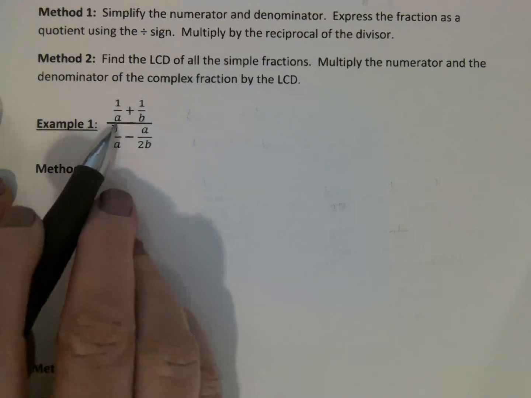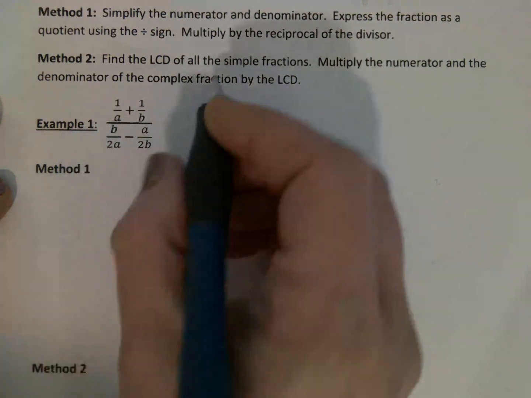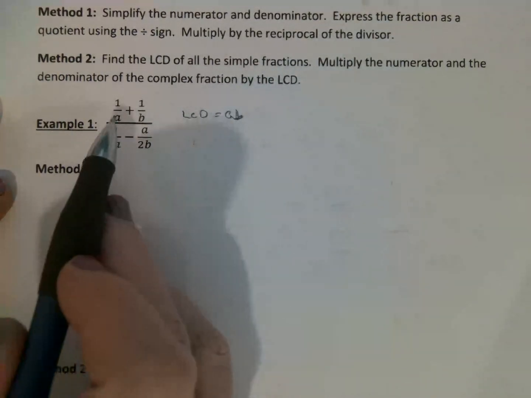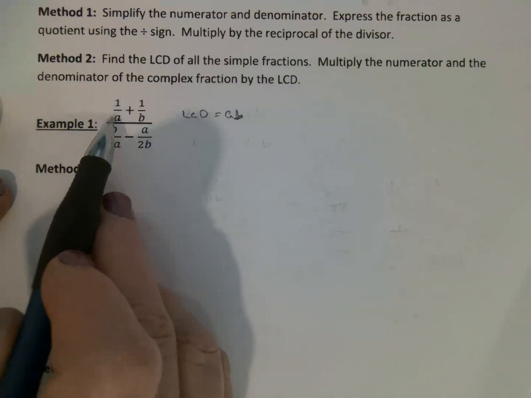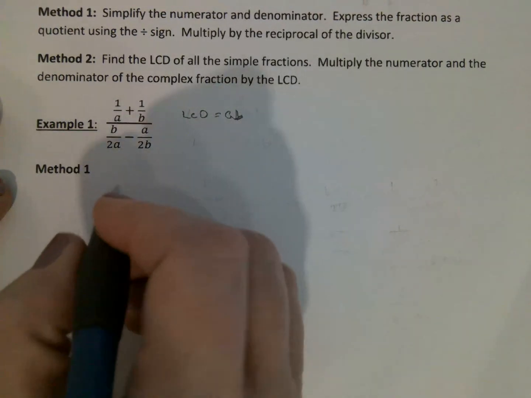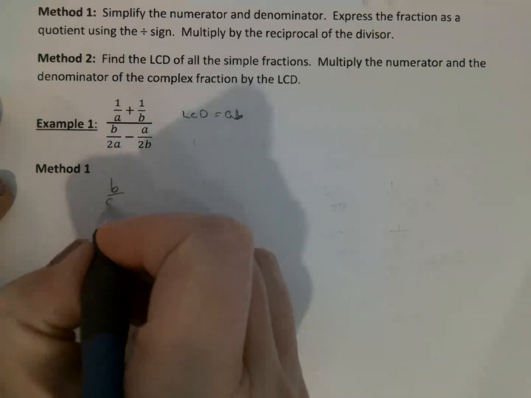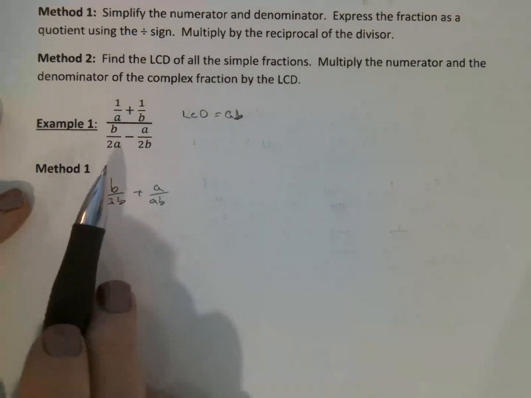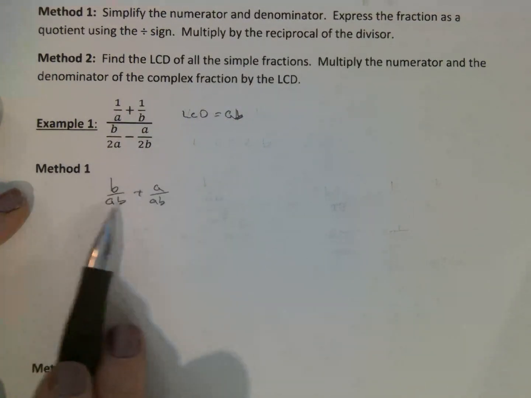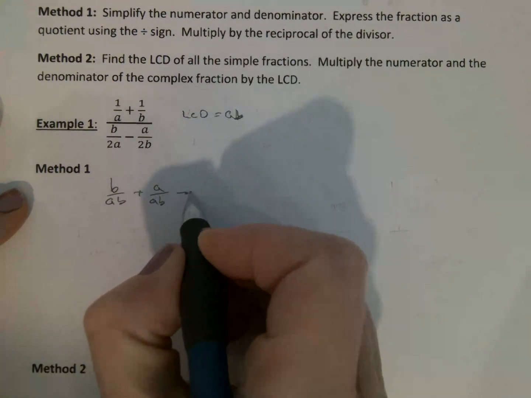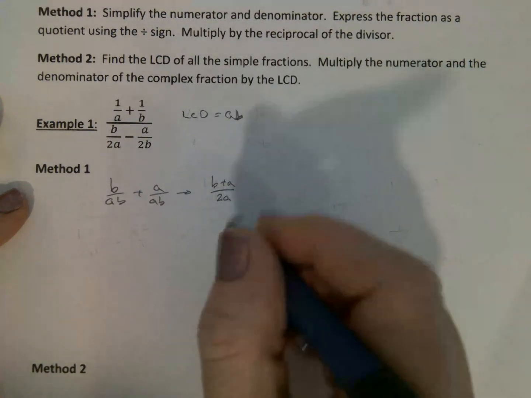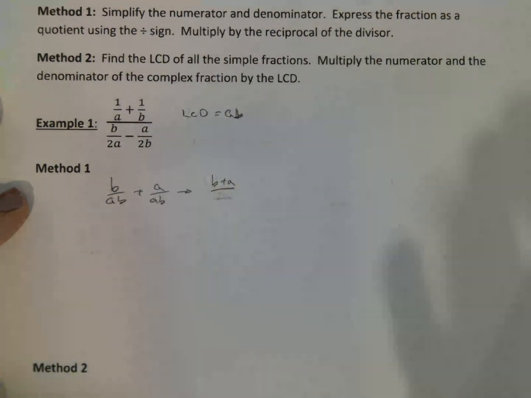So if I look at this first set of fractions in my numerator, my least common denominator is going to be AB. So basically, I'm multiplying this first fraction times B over B, and I'm multiplying the second fraction times A over A. So what I'm going to end up with is B over AB plus A over AB. Okay, so that's what I'm going to end up with in the numerator with my common denominator. I'm then going to simplify that, so I'm going to add them together, and it's going to give me B plus A over AB. Okay, so that's the numerator simplified.